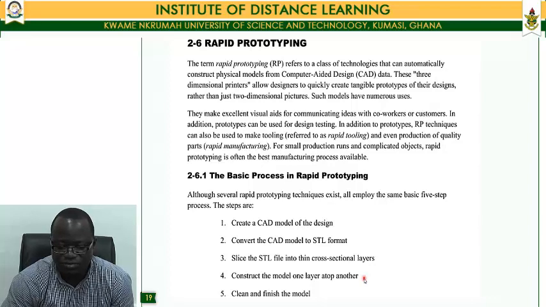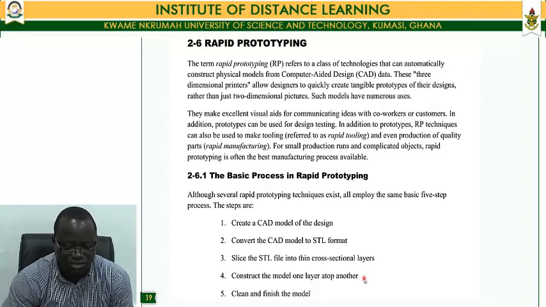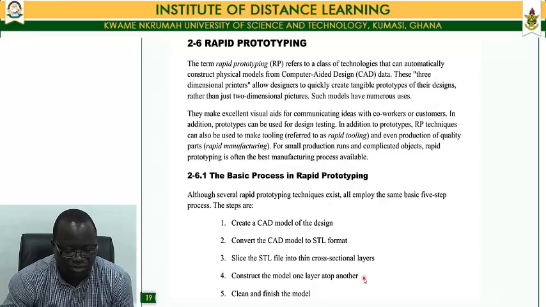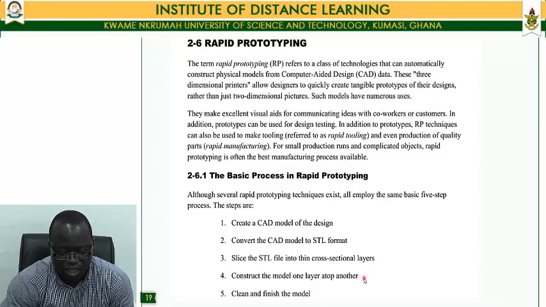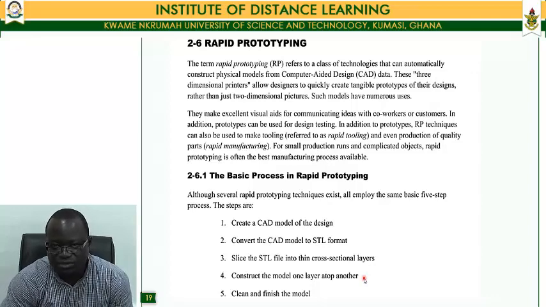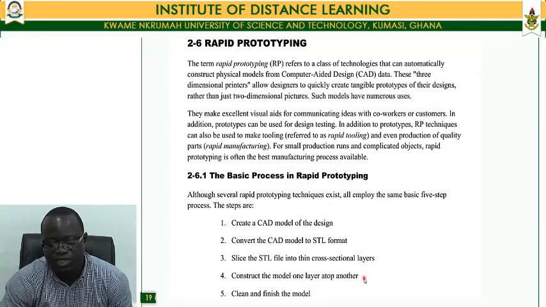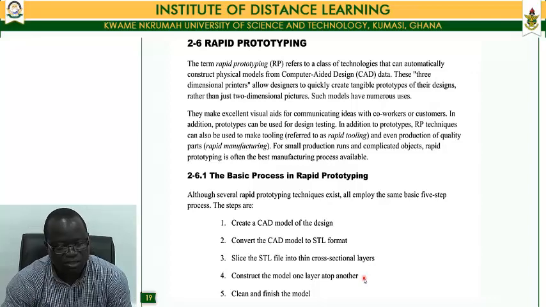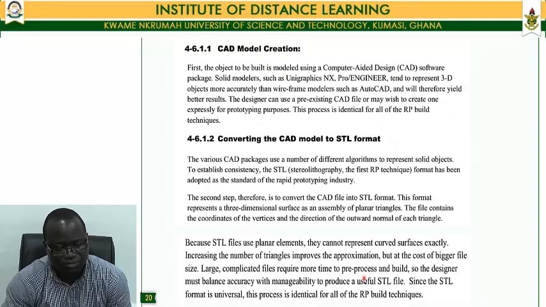CAD model of the design. You convert the CAD model to an STL format, which is called a stereolithography format. You slice the STL file into thin cross-sectional layers. You construct a model one layer atop the other. You clean and finish the model. That is the fifth step.